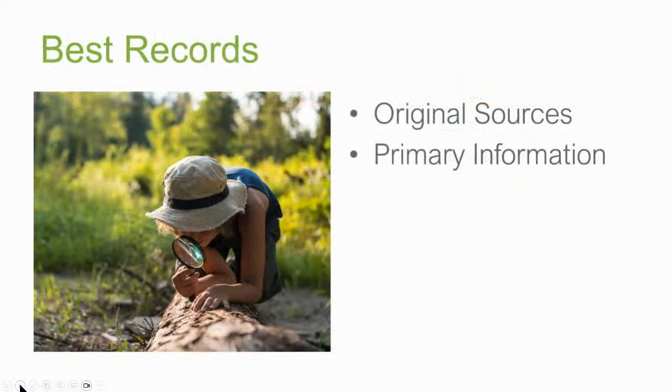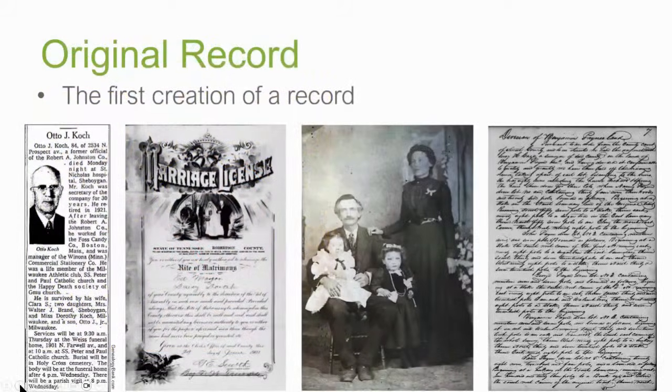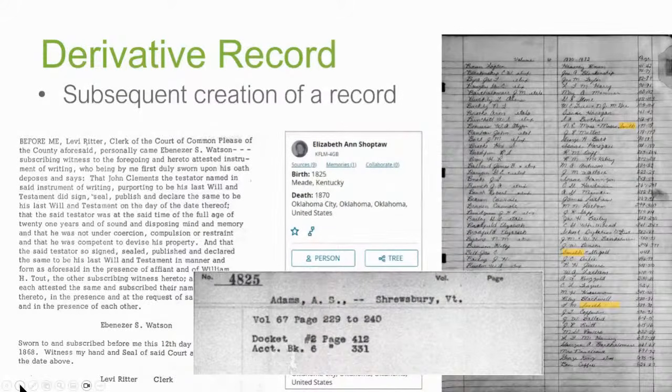When you're researching, the best records to use are generally original sources with primary information. An original record is the first time a certain record is created. It's not a copy, transcription, or index like those derivative records shown here.